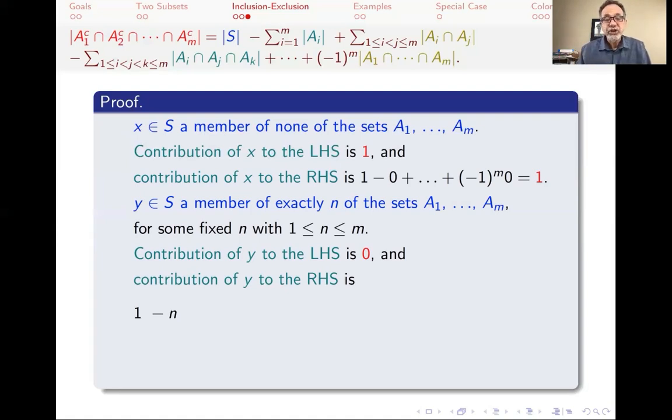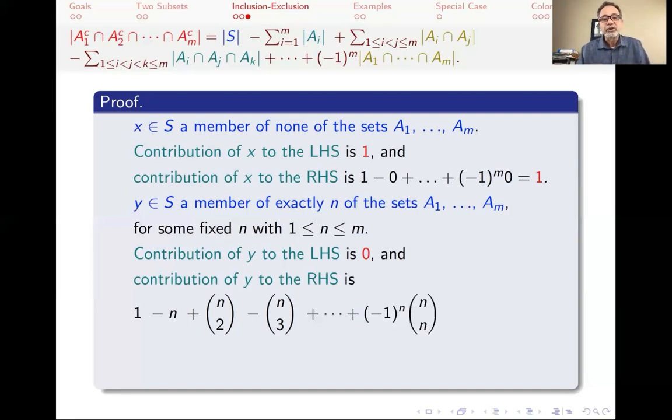When we go to the next term, we're looking at pairs and their intersections. This element Y was in n of the subsets. So there will be n choose 2 pairs in which it's in the intersection. So we will be adding an n choose 2. And then when we get to the triples, it's again in n of the subsets. And so we have n choose 3 triple intersections in which Y exists. So that's what we're going to be taking out. And then this continues like this.